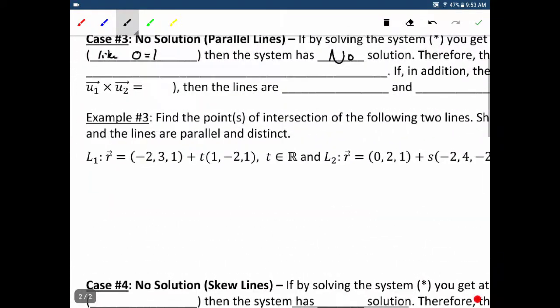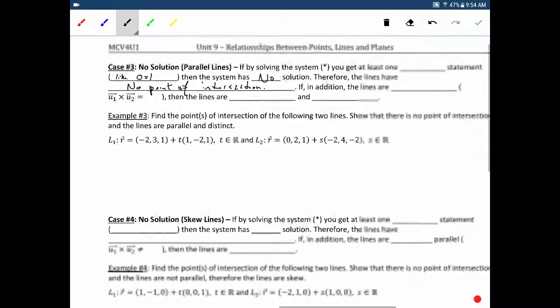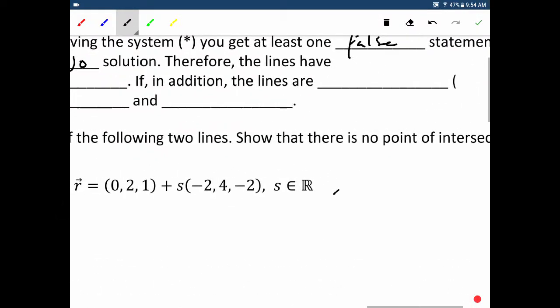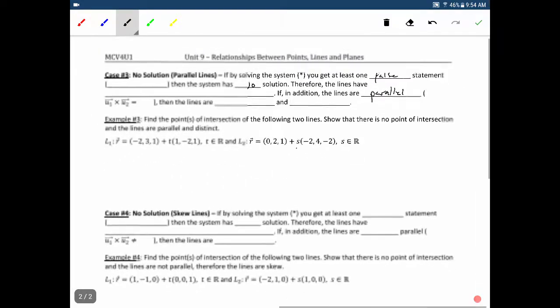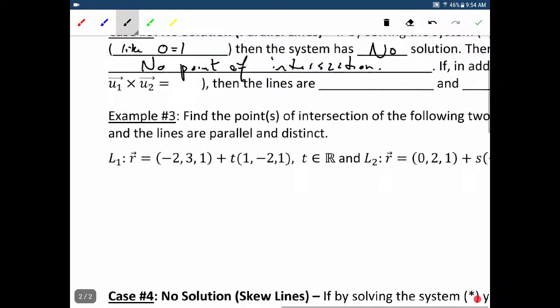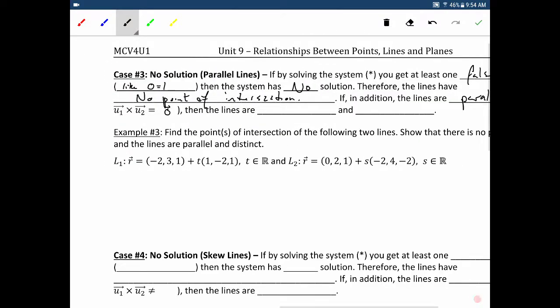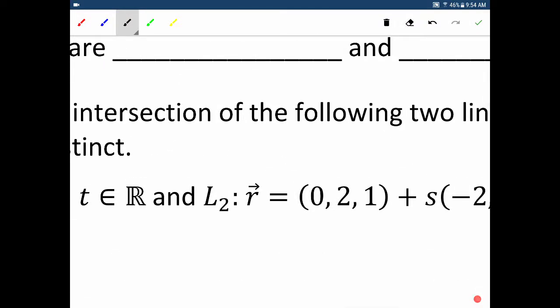No point of intersection. Okay. If in addition the lines are parallel, okay, which of course would mean that the cross product of their direction vectors was equal to 0, or the 0 vector, okay, then the lines are parallel and distinct.